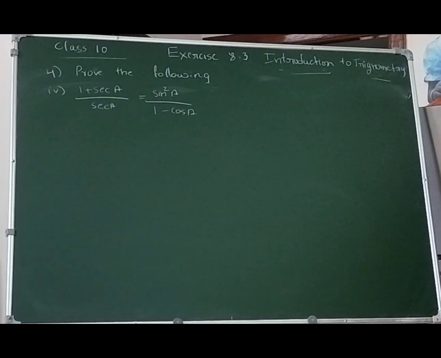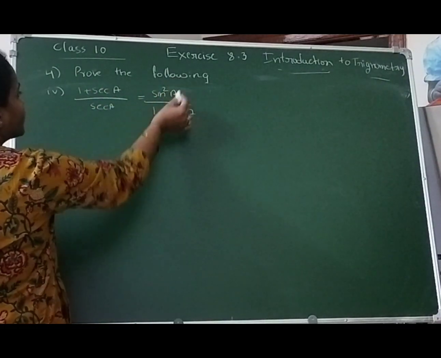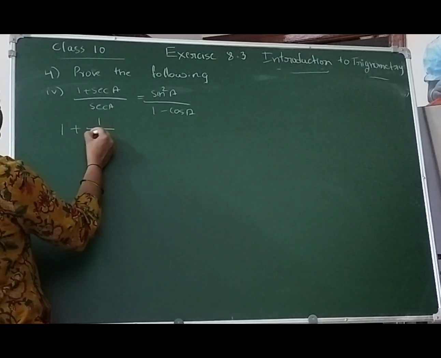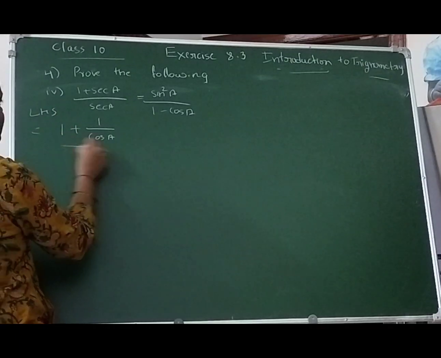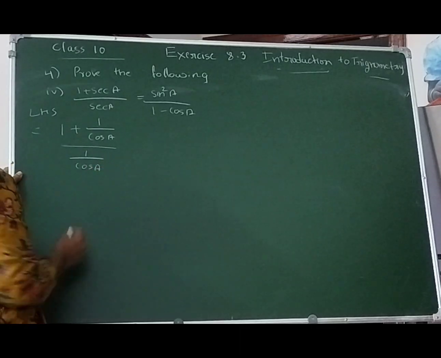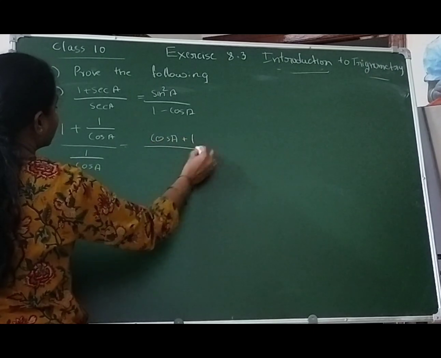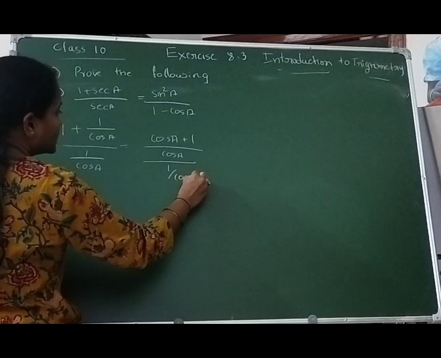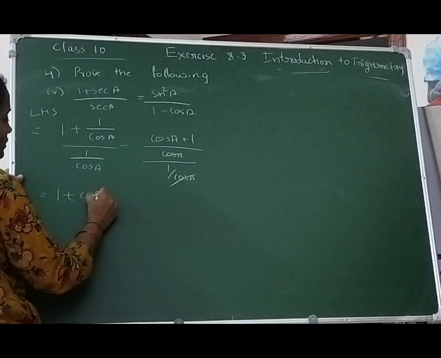Next, we'll move to the fourth sub question in the fourth main. That is (1 + sec A)/sec A = sin² A/(1 − cos A). So we know sec A is 1/cos A. We'll substitute here. So we'll get (1 + 1/cos A) divided by 1/cos A in the denominator. So we'll take the LCM here. It will reduce to ((cos A + 1)/cos A) divided by (1/cos A). So cos A will get cancelled, and we'll get the answer as 1 + cos A here.